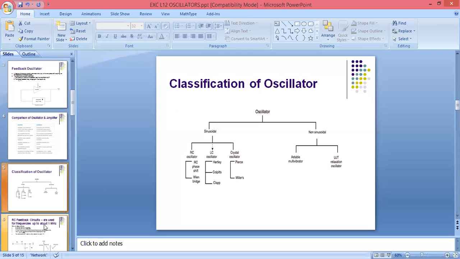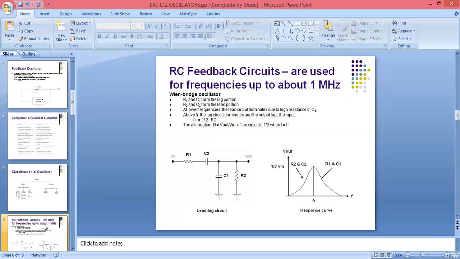Now we first see the RC network. RC feedback means what? If we are using a resistor and a capacitor, then we can call that circuit an RC feedback. Means what? हम resistor और capacitor use करके उसका जो output है, we are taking as feedback and giving back to the input. Then we can say that is an RC feedback.